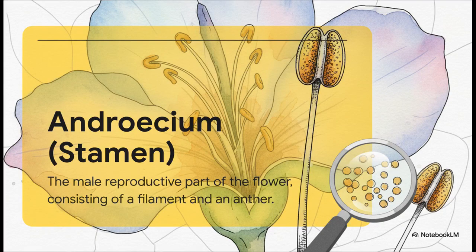Let's define the key players here, starting with the male part, the androecium. This is made up of stamens, and you can think of each stamen as a miniature production center. It's got this tiny stalk called the filament, holding up the anther at the top. And that anther, that is what actually produces and bears the male gametes, packed safely inside pollen grains.